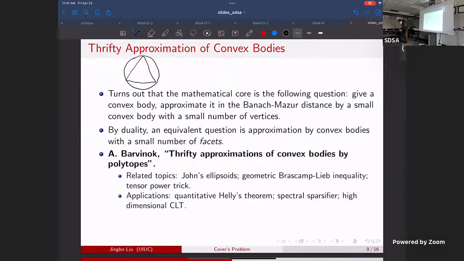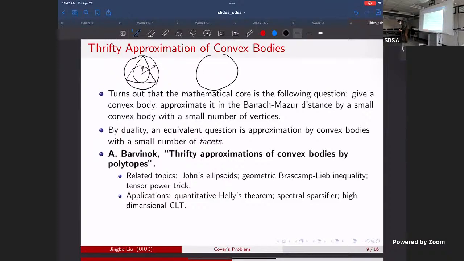The definition we are using here is that we first draw the largest triangle inscribed in this ball. And then we find the largest ball inscribed in this triangle. So of course there is a ratio of the two radii, larger than one. If that ratio is close to one, then the distance is very close to zero. So essentially we take the log of the ratio. That is the Banach-Mazur distance.